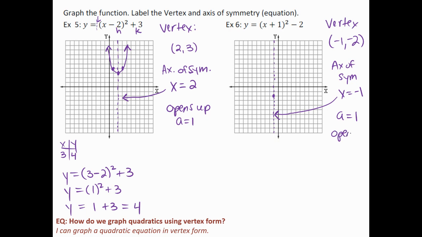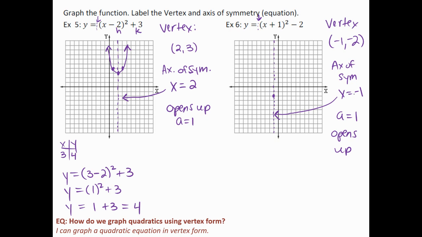Cool. And then this one, I can double check my a value again is 1. So it's going to open up, because that a value, that number in front, was a 1. Then the last thing I need in order to graph this is at least 1 point so I can do the mirror image, copy it on the other side of the axis of symmetry.